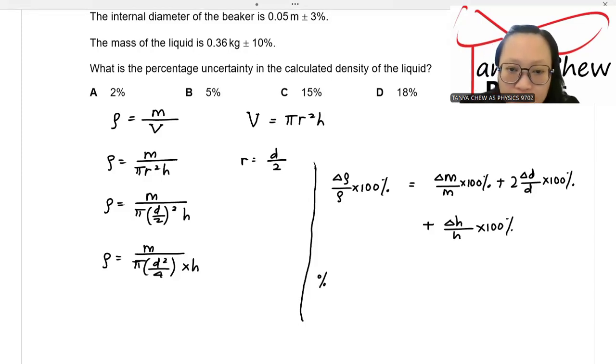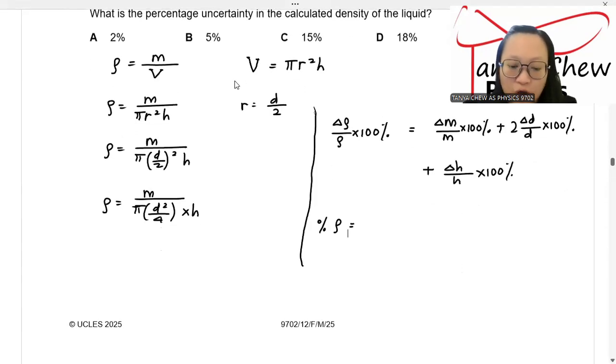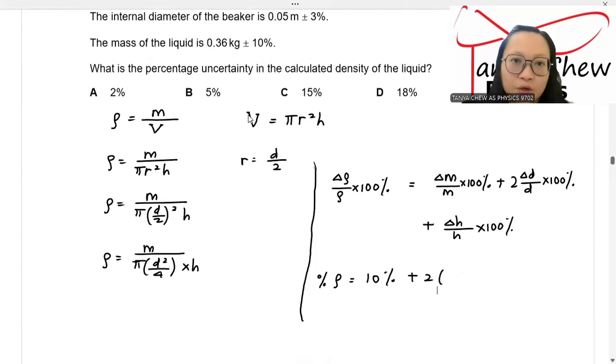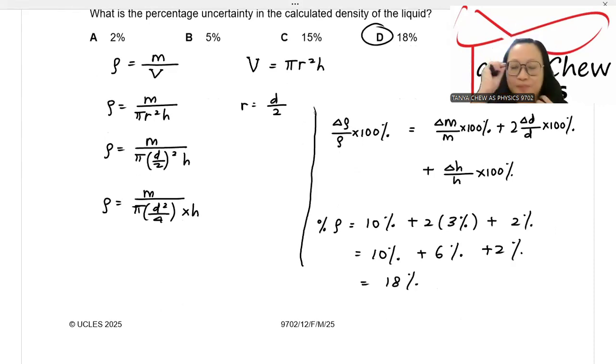So this is the percentage uncertainty of density. Delta m over m times 100%, that is the percentage uncertainty of mass, which is 10%. Plus 2 times the percentage uncertainty of internal diameter, which is 3%, so 2 times 3%, plus the percentage uncertainty of height, which is 2%. 10% plus 6% plus 2%, you get exactly 18%. The answer is D.